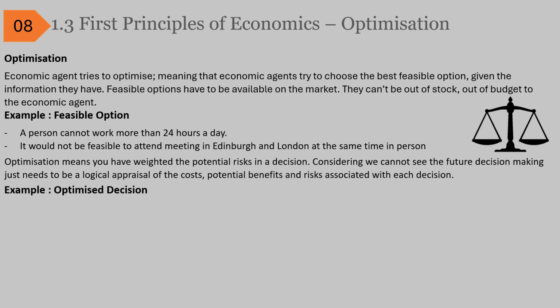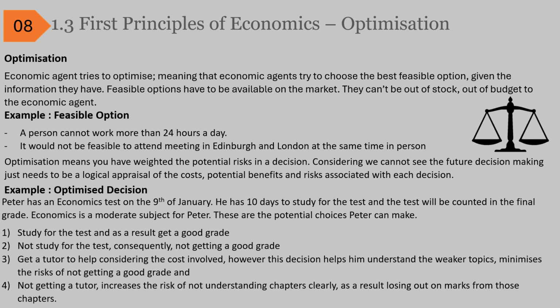An example of an optimized decision can be that Peter has an economics test on the 9th and he has 10 days to study for the test, which will be counted in his final grade. Economics is a moderate subject for Peter, i.e., he's not too good, he's not too bad in the subject. Economics is an okay subject for Peter. And these are the potential choices that he can make.